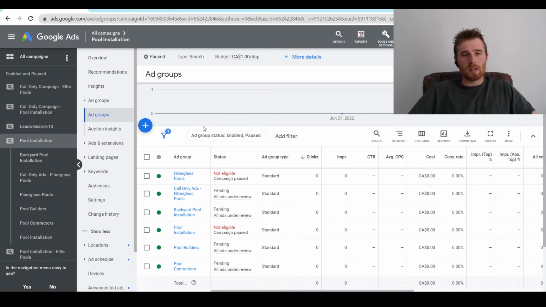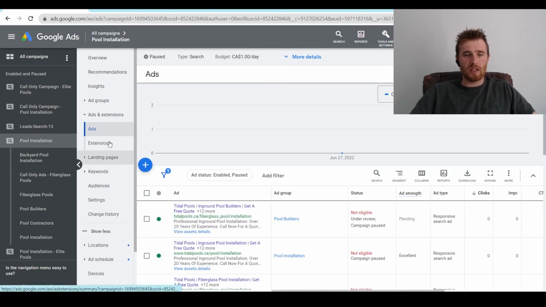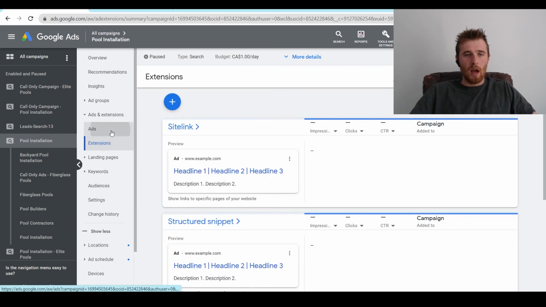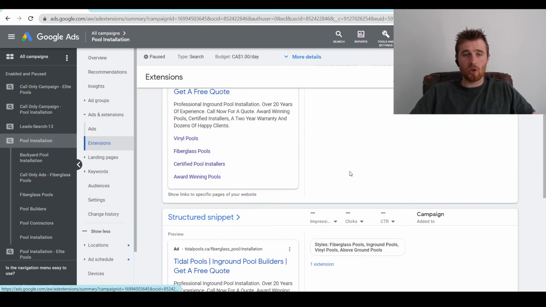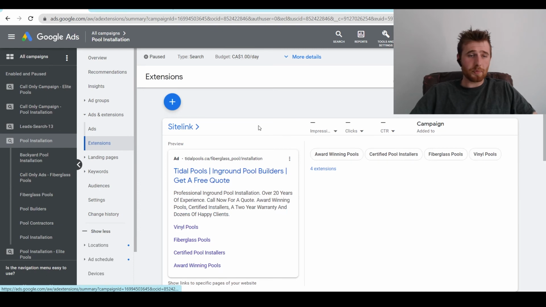A few more things that I should talk about when it comes to campaigns and ad groups. Ad groups really serve two major functions: one, holding the actual keywords, and two, holding the actual ads. I don't really think having the extensions at this point is a good idea. I think having your extensions at the campaign level is a really good idea. So if we come into our pool installation here and we click on our extensions, as you can see, all of our extensions are here.